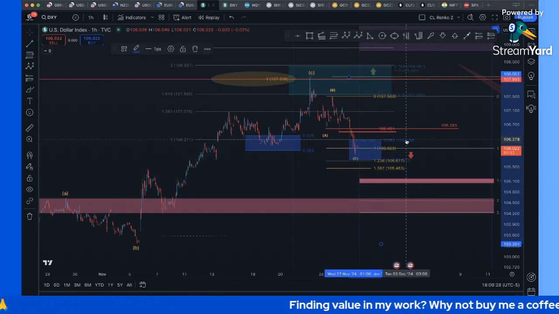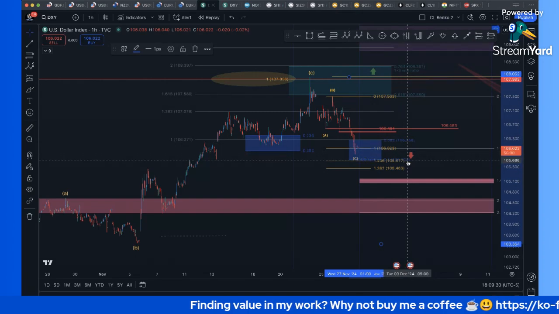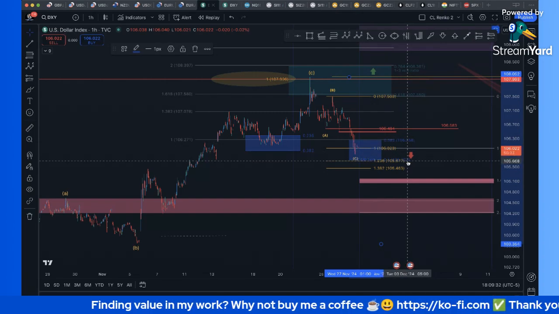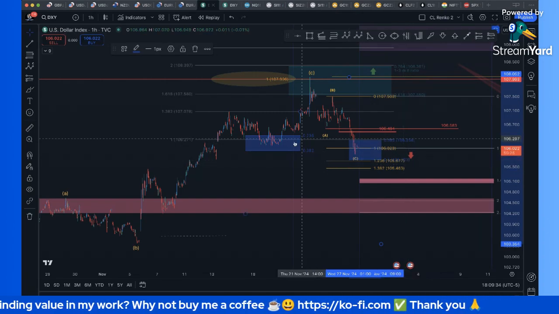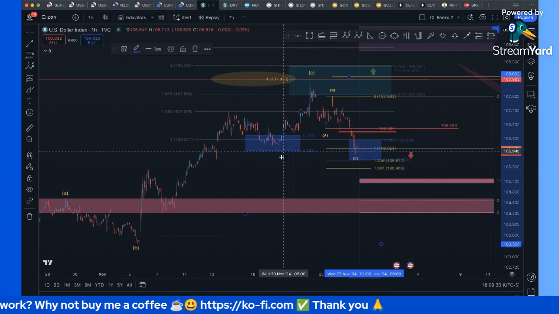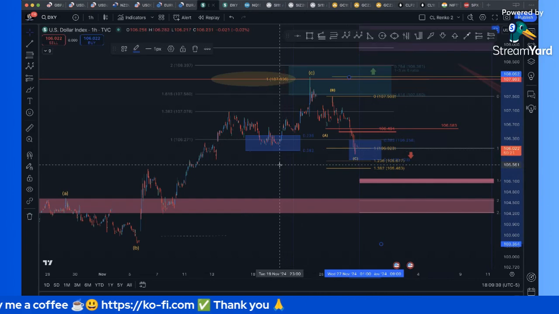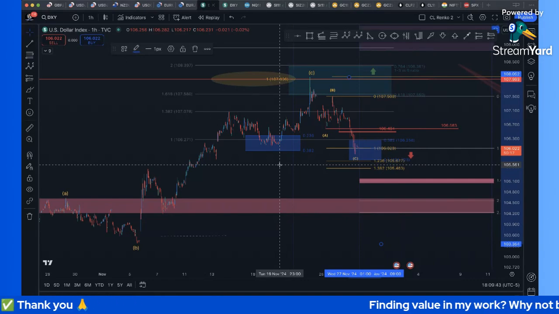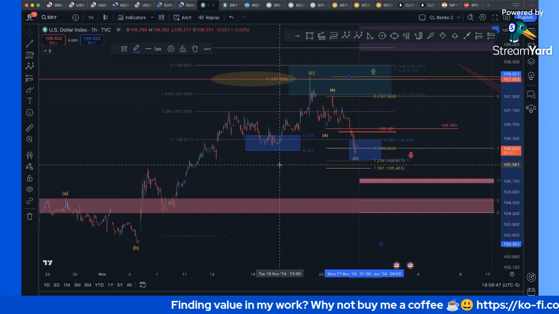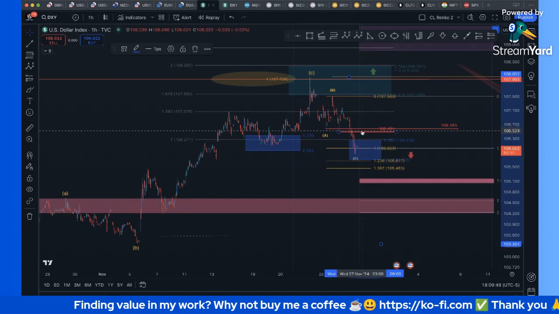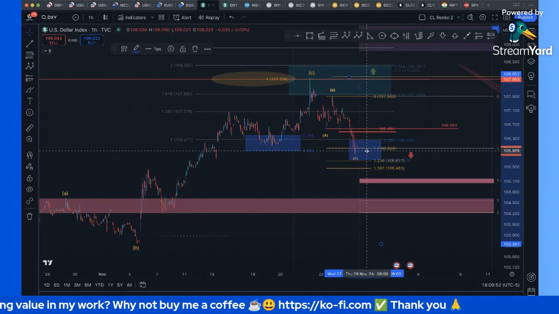This is the 382 fib in blue. This is the 50% fib in blue. I always track wave 4s in blue. It's good to know if you're following me. I always track wave 4s in blue, and I measure. When you see blue fibs on my chart, you can believe I'm measuring for a wave 4. This is in the zone for a wave 4.